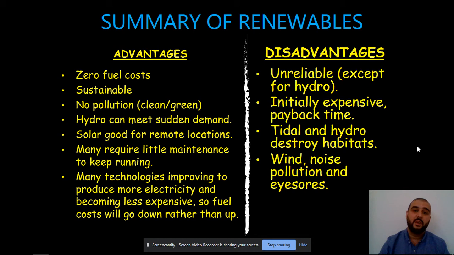It's been observed that birds that once lived in a particular area no longer come into that area once wind farms have been installed there. And that's been seen actually in areas in Cumbria and in certain parts of Scotland. Wind and noise pollution and eyesores we already discussed.